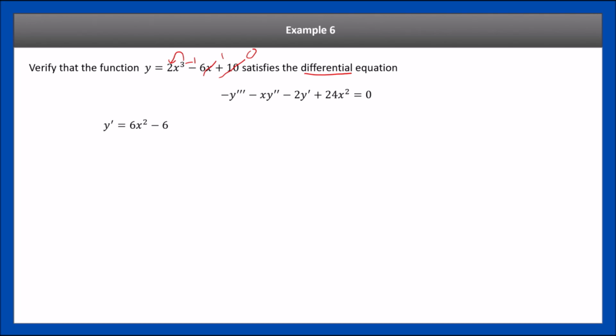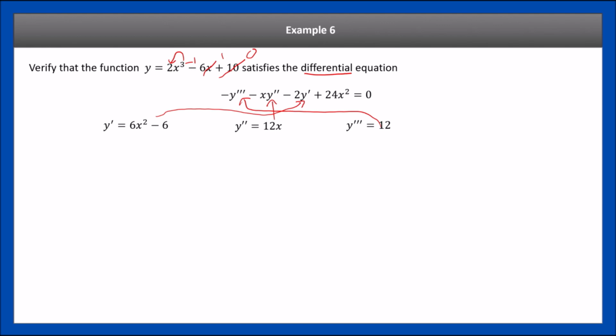And then to find the second derivative, I've got to take the derivative of this first derivative. So use the power rule. The derivative of a constant is 0. So we get 12x. And then find the third derivative of that. Well, the derivative of x is 1, so it's going to be 12 times 1, which is 12. That's our third derivative. And then next, we're going to plug those into the function here, here, and here.